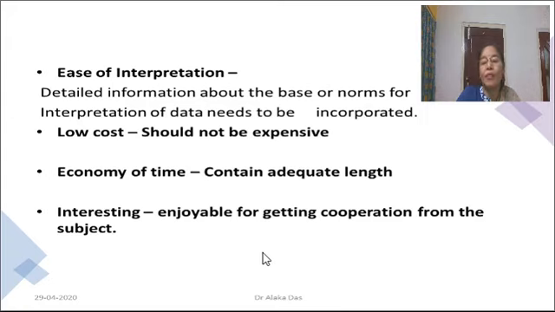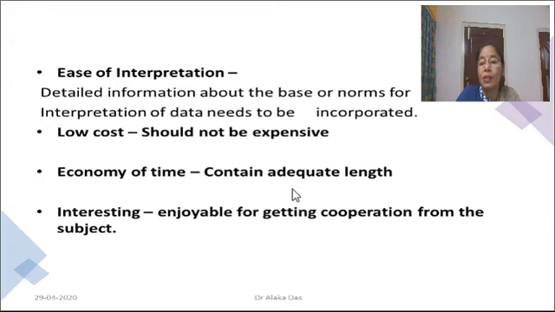It must contain adequate length. Here is one thing I would like to highlight: on the length of any research tool or device depends the validity and reliability of the tool. If it is too long, then it is questionable, and if it is too short, then also the reliability and validity of the research tool may be questionable.